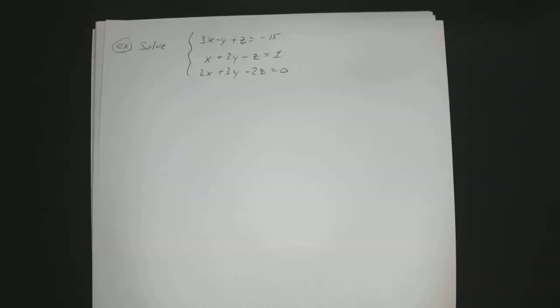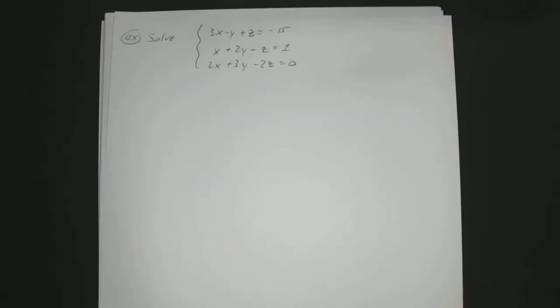All right. So next, we're going to solve 3x minus y plus z equals negative 15. X plus 2y minus z equals 1. And 2x plus 3y minus 2z equals 0.